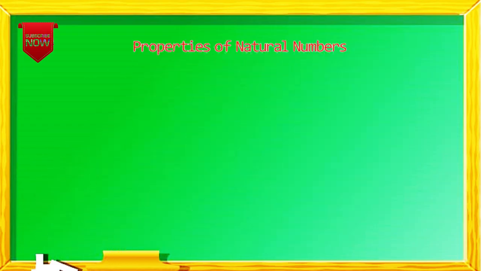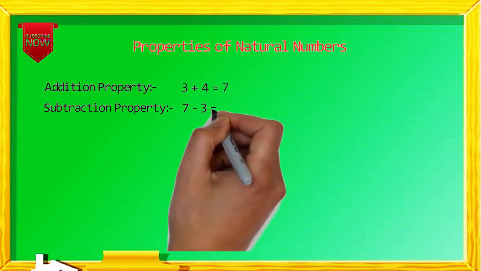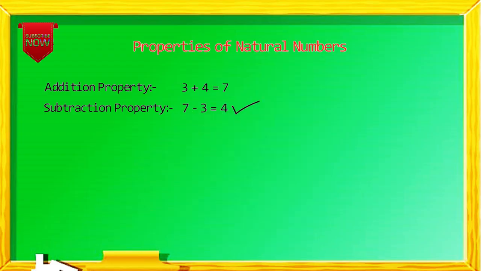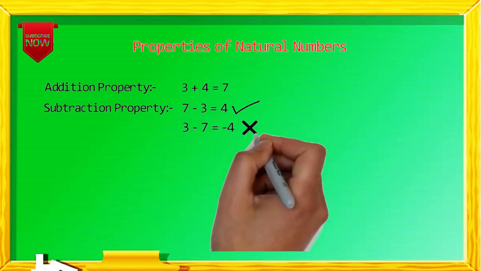Properties of natural numbers. Addition property. When two natural numbers are added, it results in a natural number only. Example: 3 plus 4 equals 7. Subtraction property. When two natural numbers are subtracted, it may or may not result in a natural number. Example: 7 minus 3 equals 4 is a natural number, but 3 minus 7 equals minus 4 is not a natural number.